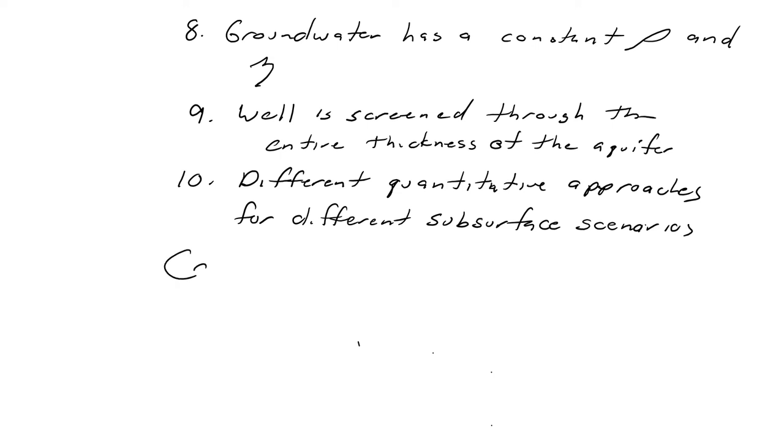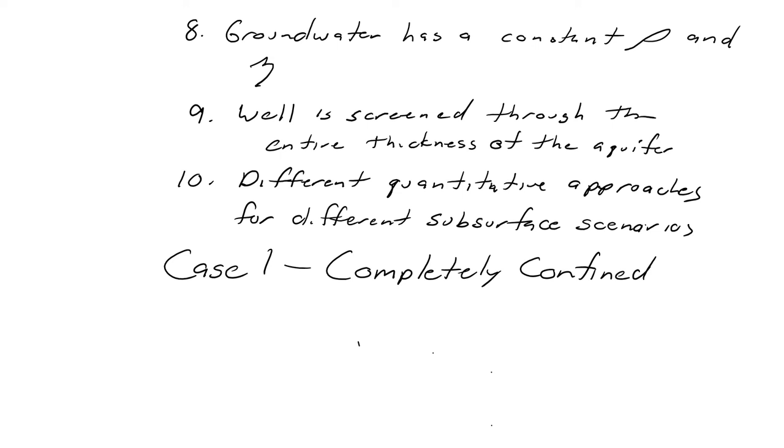All right, let's do a problem. Case one. All right, so let's have a completely confined aquifer. We're now going to add a confining layer at the top as well. We're going to sandwich this thing between two confining layers. Remember, in our first set of assumptions, there's a confining layer at the bottom. For this case, we're going to put a confining layer on the top.